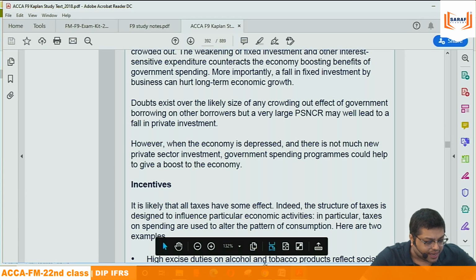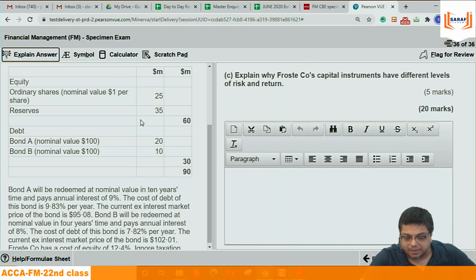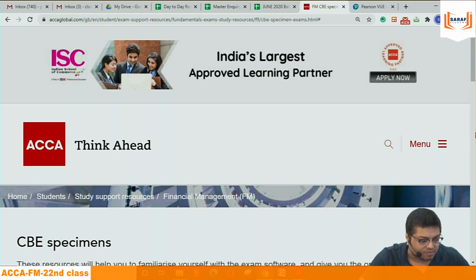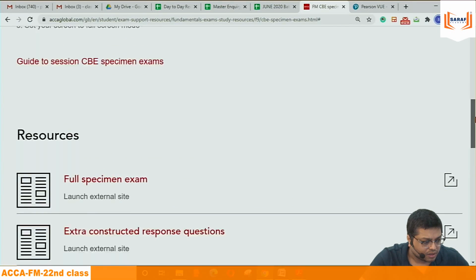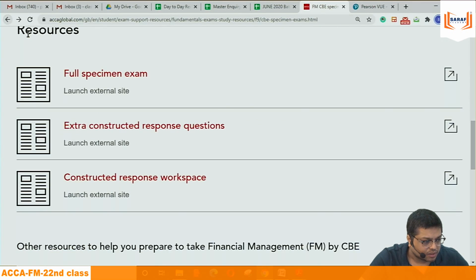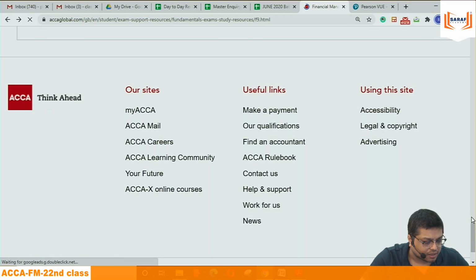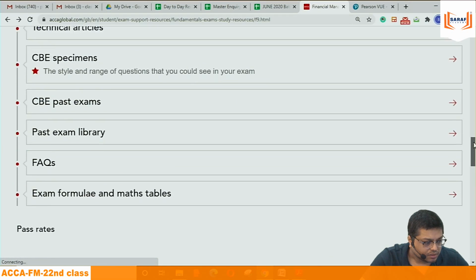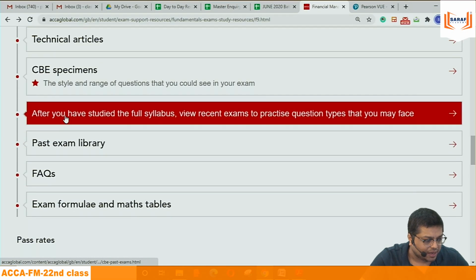So we will be doing this paper, parts A and B, in the next class. That will be our objective. And then we will be doing one mock paper. I will not do the practice paper, because you can do that on the software. I will be doing mock papers after the next class, or maybe in the next class if time permits. I will be doing papers from past CBE exams.